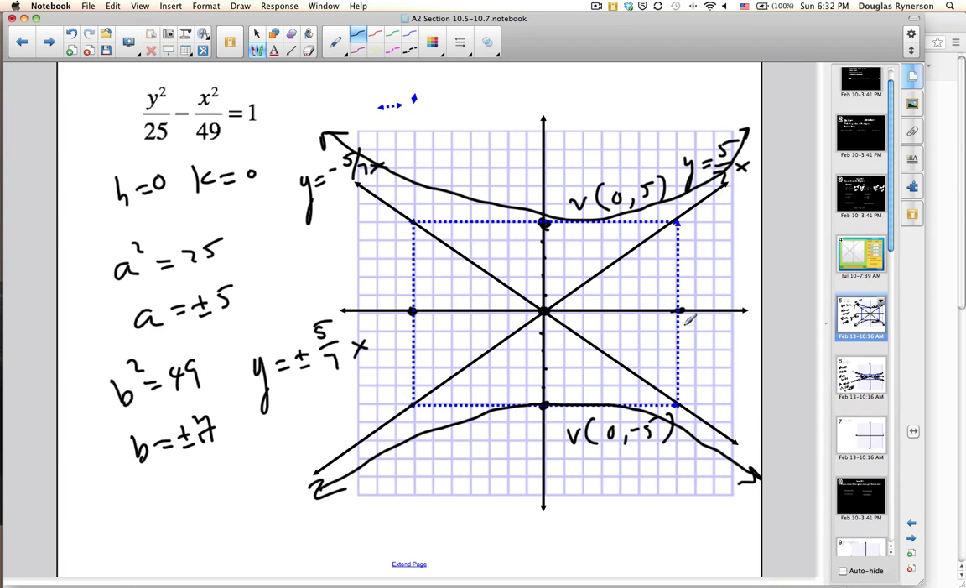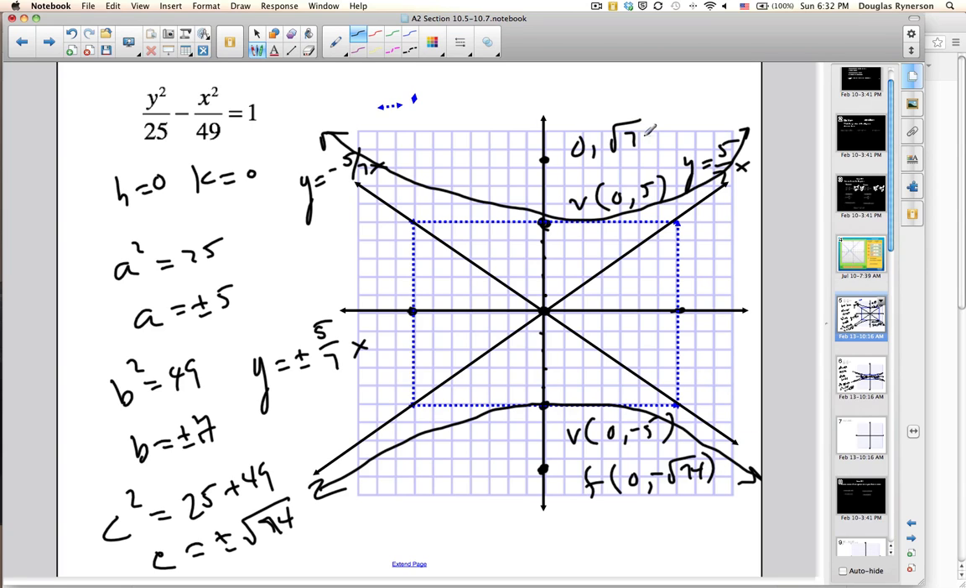Going back to the previous problem, c squared is equal to 25 plus 49. So c will be equal to plus or minus the square root of 74. Right, so that's between 8 and 9. So 1, 2, 3, 4, 5, 6, 7, 8. Let's say about 8.5. 1, 2, 3, 4, 5, 6, 7, 8.5. So my focus is at 0, negative root 74, and at 0, root 74.